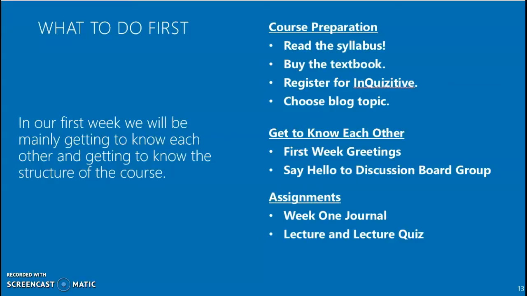And then also say hello to your discussion board group by posting a picture of yourself or a little video of yourself saying hello to your discussion board group. These are the people you'll be interacting with the most during the class besides me. So take some time to get to know them. Both of those, the first week's greetings and saying hello to the discussion board group, and choosing the blog topic are graded. You get 1 point for each of those.